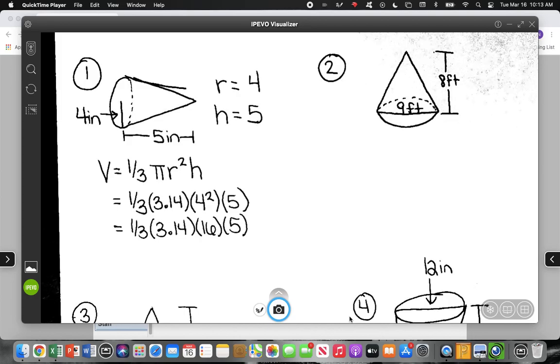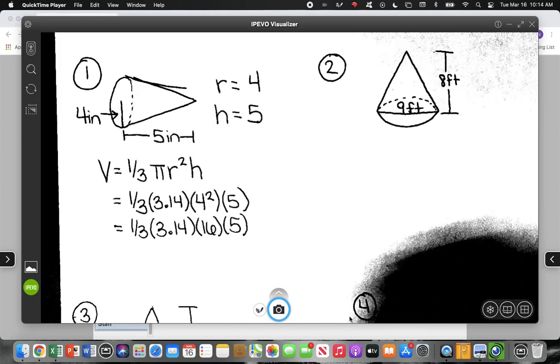All right, so we are doing the radius is 4, the height is 5. So when you guys type in 1 divided by 3, that gives you a decimal, right? Then don't change anything, just keep typing times 3.14 times 16 times 5, and then hit enter at the very end. And we are rounding to the nearest tenth today.